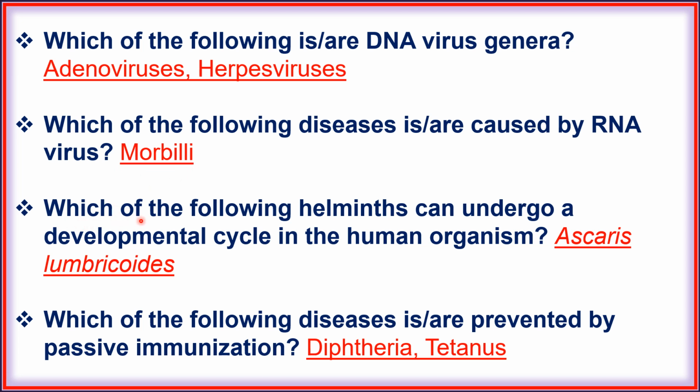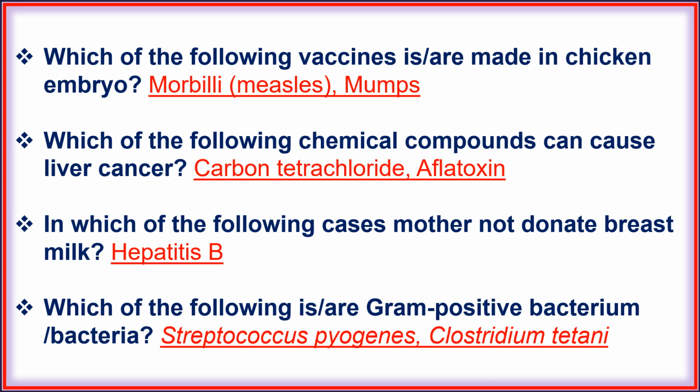Next, which of the following helminths can undergo a developmental cycle in the human organism? Ascaris lumbricoides. Next, which of the following are prevented by passive immunization? Diphtheria and tetanus. Next, which of the following vaccines are made in chicken embryo? Morbilli and mumps.